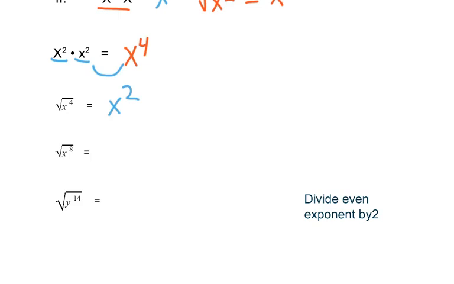Now, take a look at x to the 8th. Can anybody think of a number times itself that is x to the 8th? Some people might say, well, if you take x to the 7th times x to the 1st, you may get x to the 8th. Yes, that's true. But these two numbers are not the same. So that is not going to be the correct answer, because I need a number that is the same.